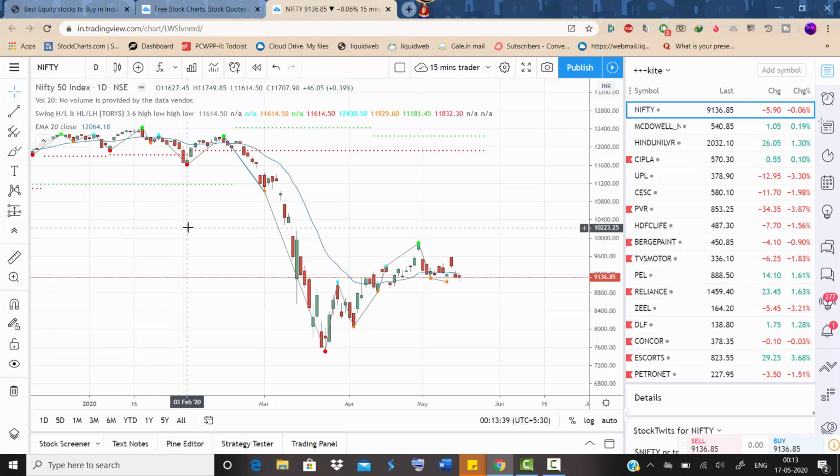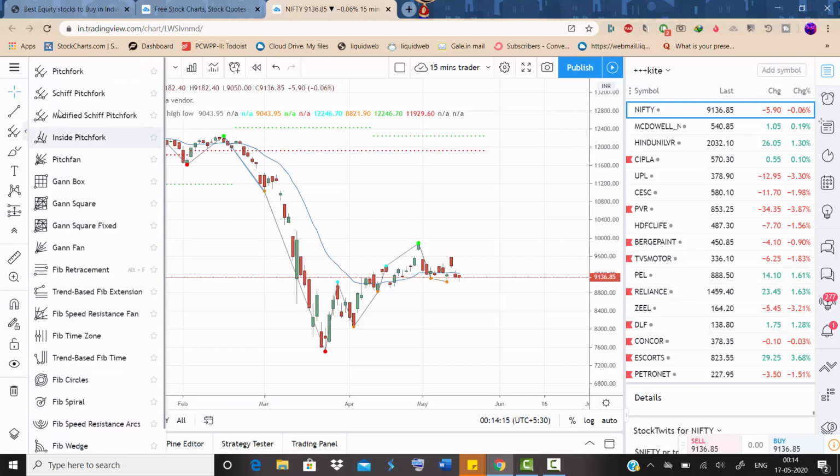In a swing chart, the stock moves from point A to B and B to C. Once this has happened, what is the direction of the stock movement? That can be identified using this pitchfork. So with A to B and B to C, if this point C closes below A, then we use the normal pitchfork.